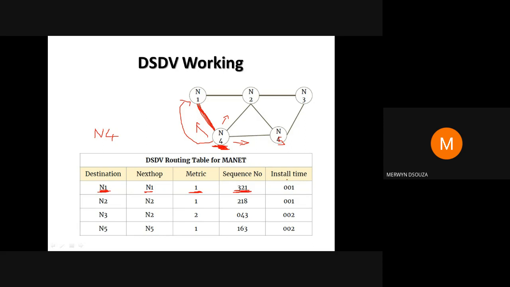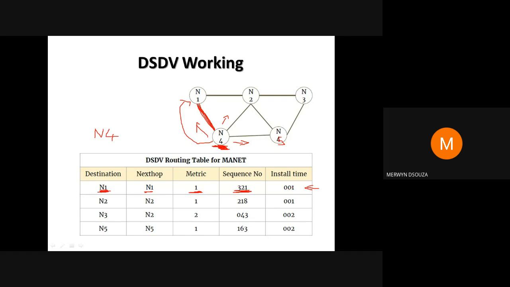The fifth parameter in the table is the install time. Basically, the time at which you updated this entry in the table is noted here. So what time the entry was made in the table. This time could also be used to update the table, that is, to delete the older entries. If you are getting duplicate entries, you could use this time to delete the older entries.